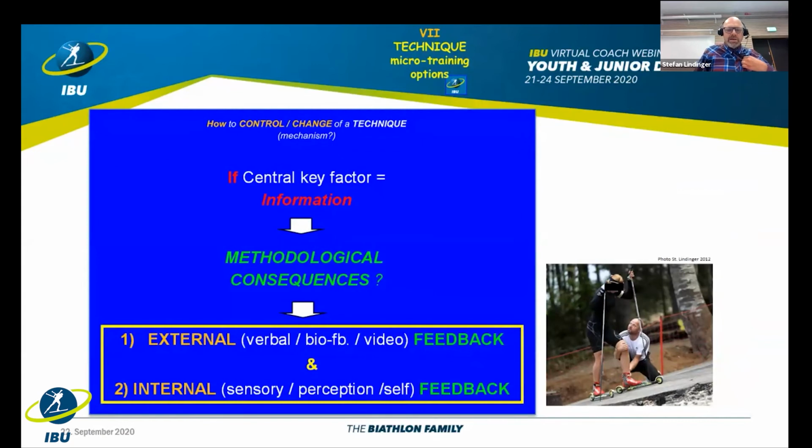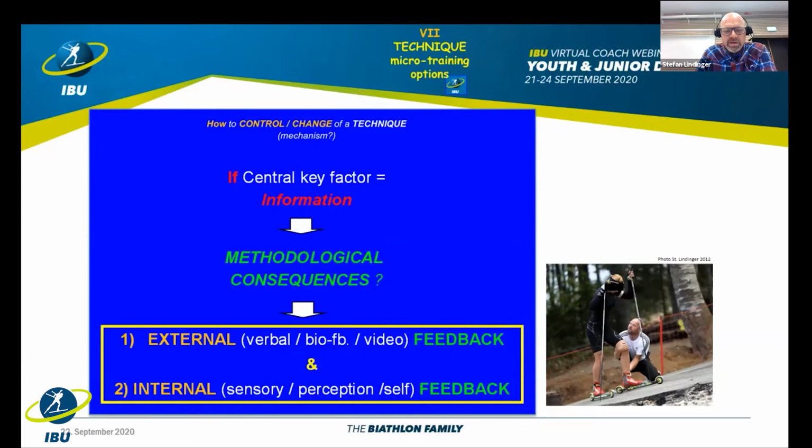So there are two main possibilities. We give external feedback. This is the typical combination of a video plus a verbal comment of the coach, of an athlete, a colleague, or we do something like biofeedback training. I come shortly to that at the end. A second part is internal sensory feedback.